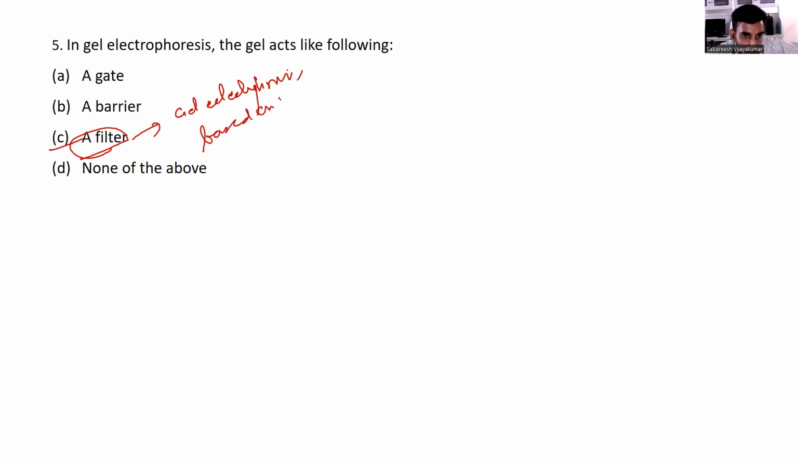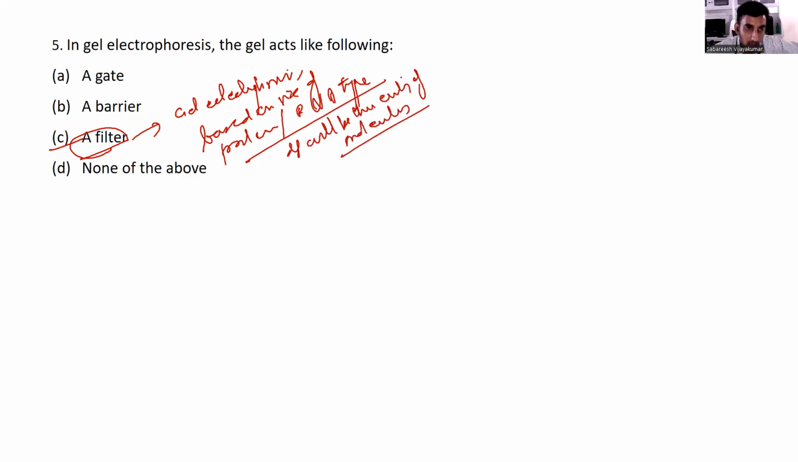Based on the size of the protein or the RNA type, it will permit the entry of the molecules. So essentially, it's not a barrier. It's not also a gate. The correct option is it acts as a filter. That is the function of gel in a gel electrophoresis. What is a gel used in electrophoresis? Agarose is the type used. Okay.